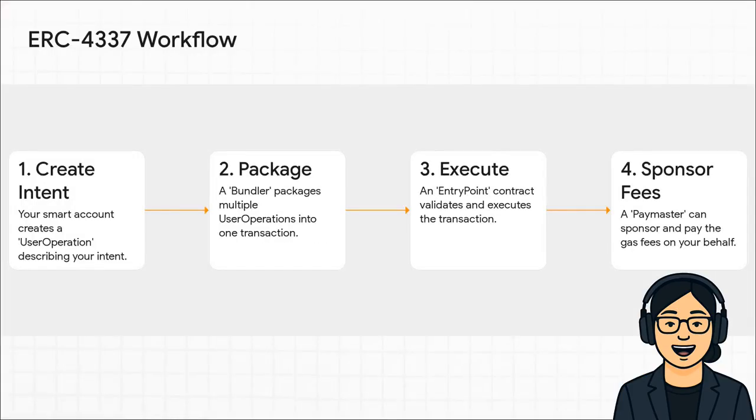So this new system creates a totally different flow behind the scenes. First, instead of you signing a transaction, your smart account creates what's called an intent. Then, a service called a bundler grabs these intents and packages them up. After that, they're sent to a global entry point contract that makes them happen. And finally, and this is the magic part, a paymaster can jump in and pay your transaction fees for you. All of this complexity is hidden, giving you a totally seamless experience.